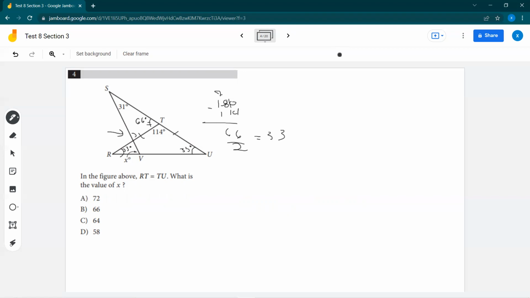And then to find this angle here, we know that this angle is just 180 minus 31 plus 66, because the sum of all the angles in a triangle is 180. So to find this angle here, we'll do this math. That gives us 97, and 180 minus 97 is 83. Sorry, it's an 83.